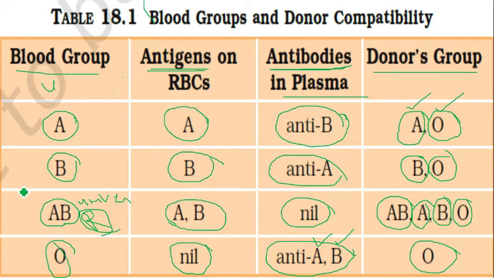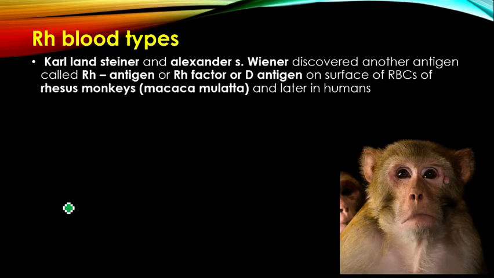Based on this, we can say that O blood group people are universal donors. Why? Because they can donate blood to any other person. Then AB blood group persons are called universal receivers. That is about ABO blood grouping. After that, we have to discuss Rh blood grouping, or Rh blood types.